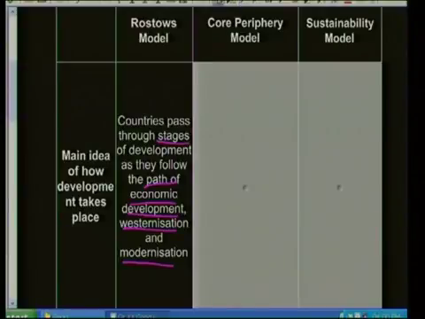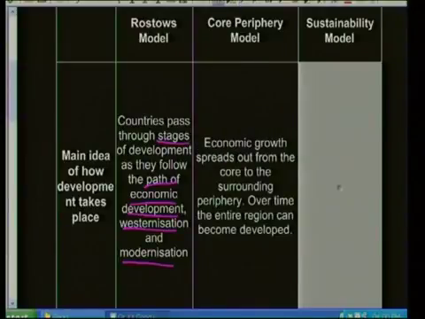Our core periphery model, let's get a different color. It says economic growth spreads from the core to the surrounding periphery. Over time, the entire region is believed to become more developed. So it's a very different idea to Rostow's model, and what you should be comparing is how each of them differs.